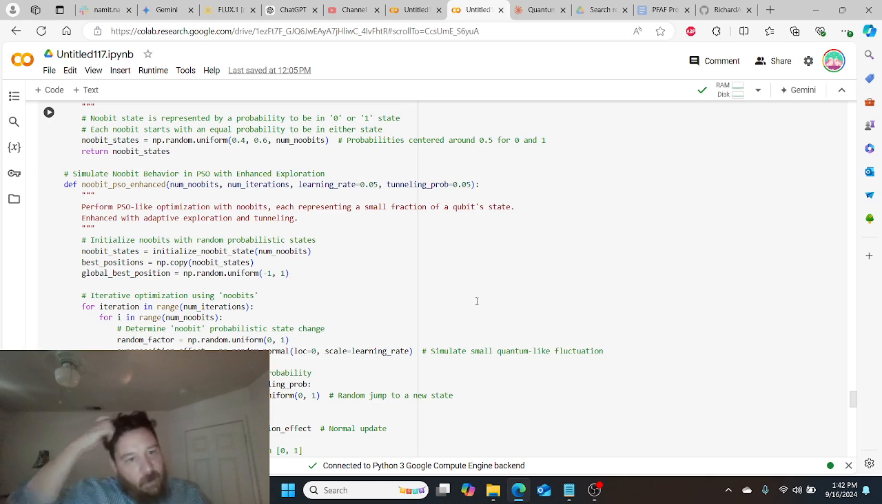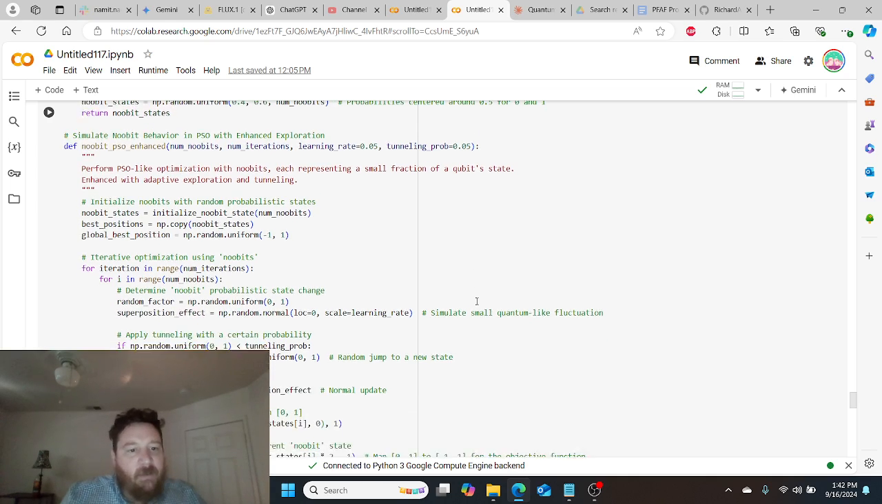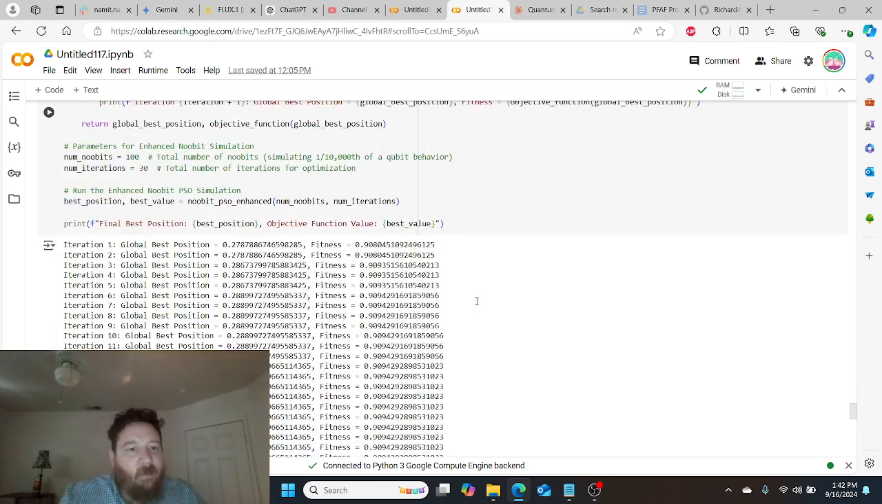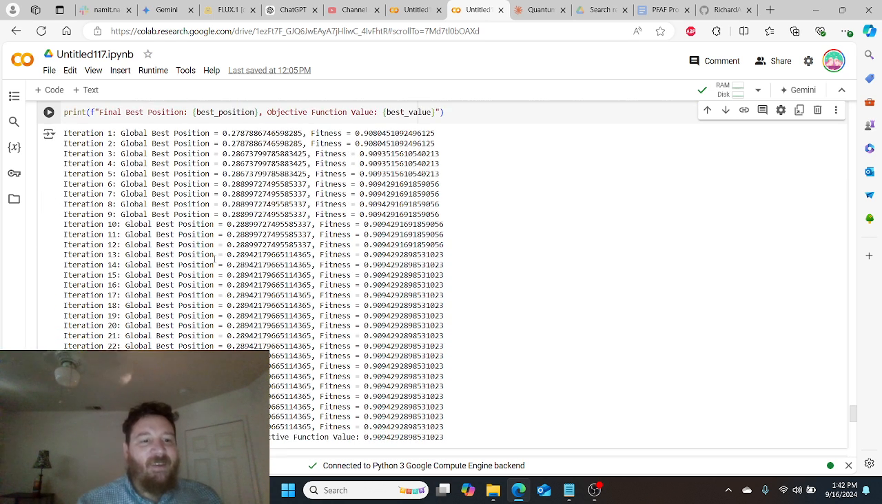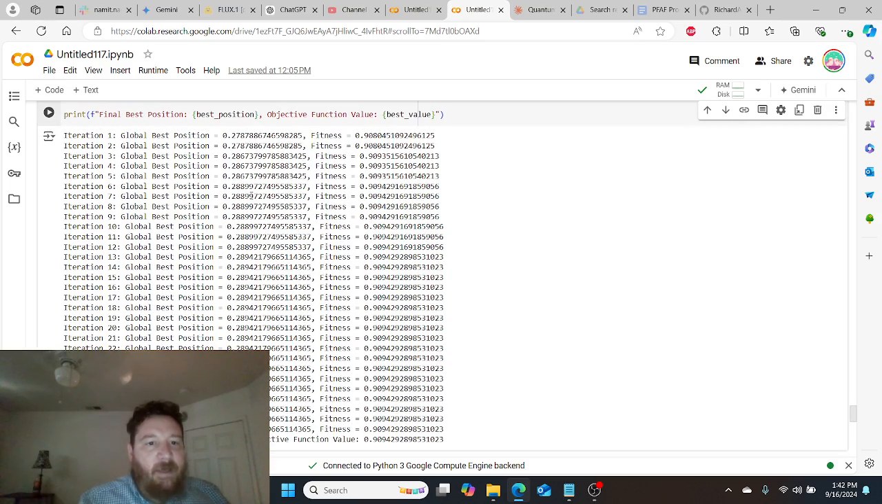In this instance, we simulate all of the behavior, and then we've got our swarm algorithms. We run 100 Nubits for 30 iterations. What's happening is we're taking our 100 Nubits and training them. If the training is successful, we would expect this number to go up.